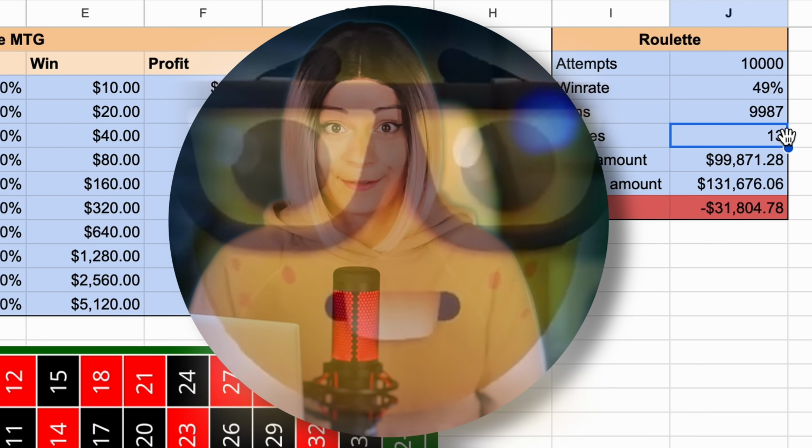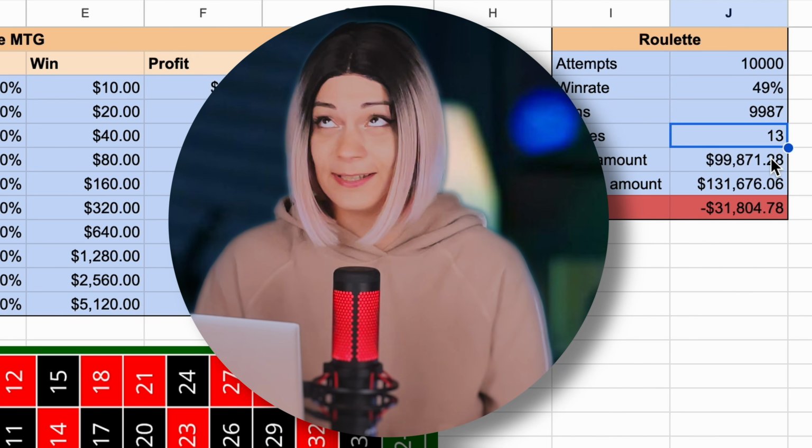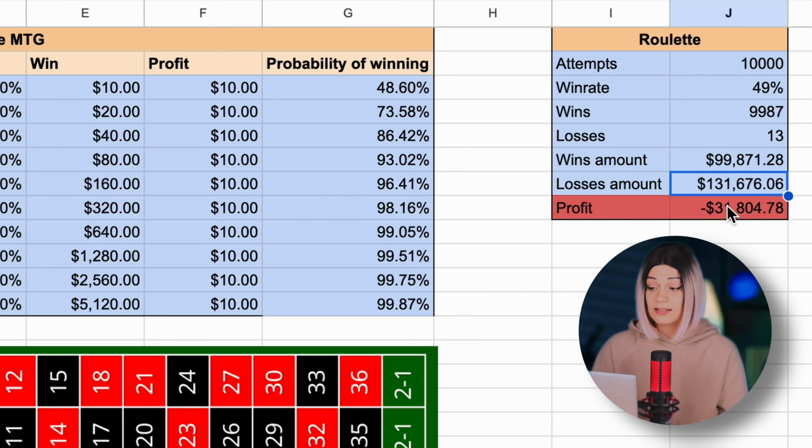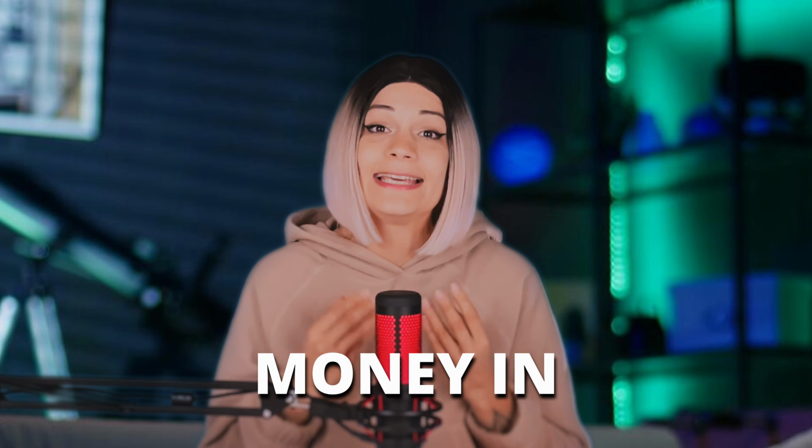But do you really think it's enough to be profitable? No, it's not, because you are going to win $10 each time, so it's $99,871, and 13 times you're gonna lose $10,000, so it is still gonna be not profitable. At the end, we get a situation where we win much more often than we lose, but nevertheless we constantly lose money in the long run.